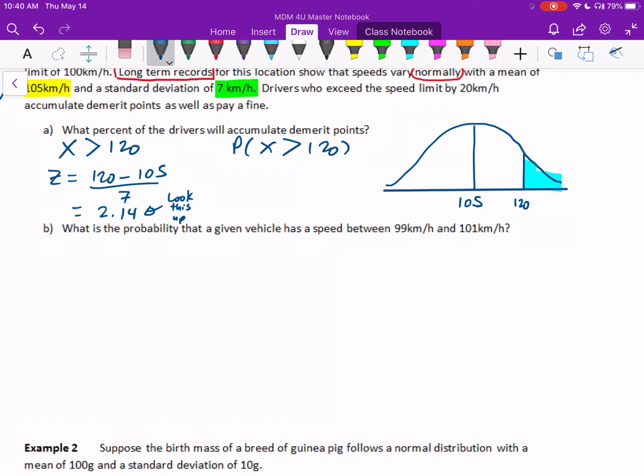If we want the blue part, then we're going to do 1, or 100%, minus what we look up on the z-score table. Which is the equivalent of finding 1 minus the probability that X is less than or equal to 120. That's what the z-score table tells us. So now I'm going to go back to this. That's what I'm looking up on the z-score table.